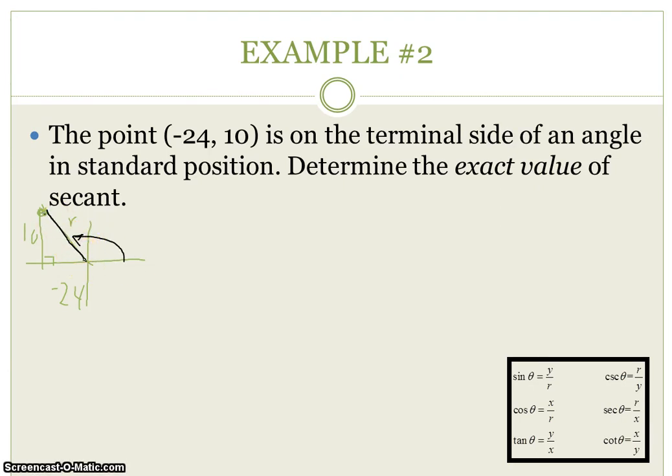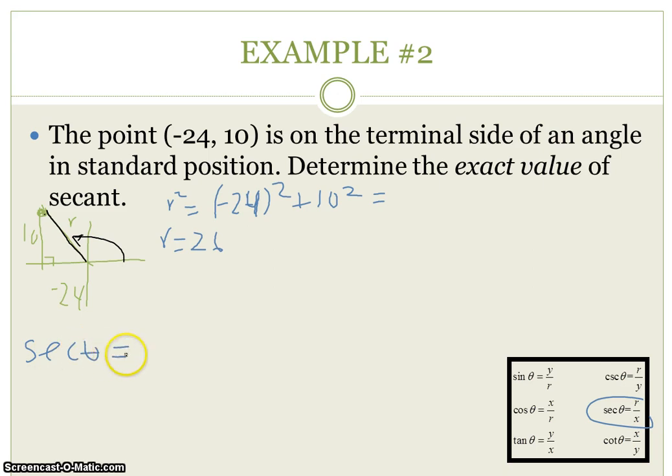R is the length of the terminal side, so I can go ahead and solve for R using the Pythagorean theorem. Okay, so I went ahead and set up the Pythagorean theorem. R squared, the hypotenuse, is negative 24 squared plus 10 squared. When I take the square root of that, I get 26. So I now know that the hypotenuse is 26. I want to find secant. Secant is given as R over X. So I have secant of my angle theta is R over X. My R is 26.